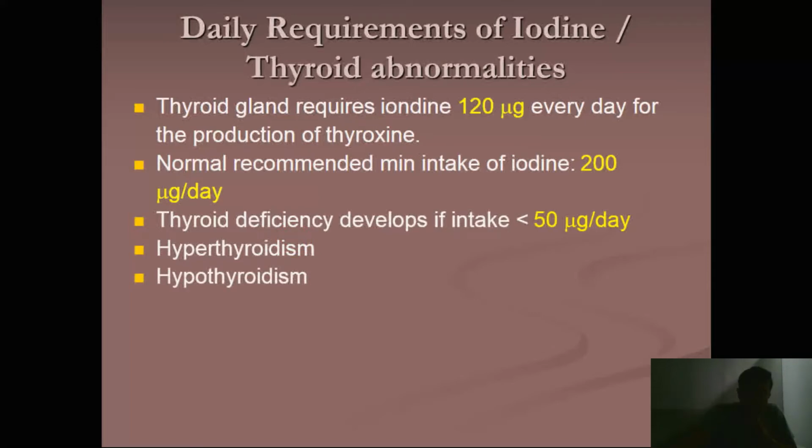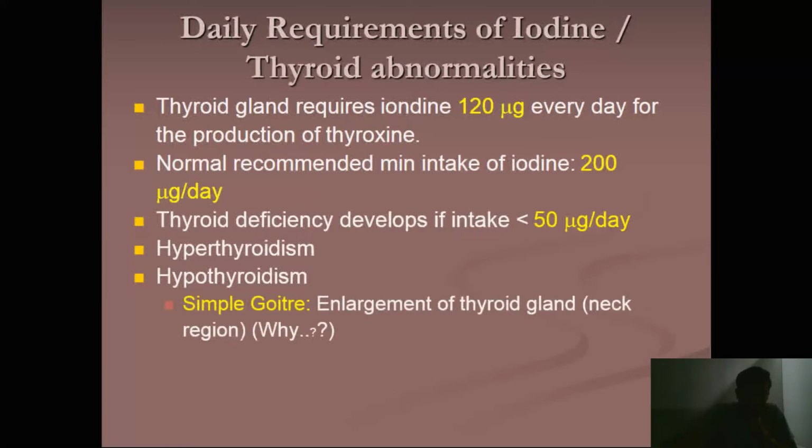Hyperthyroidism is when thyroid hormones are synthesized in more amount. Hypothyroidism, very easy: if thyroid hormones are not synthesized in a sufficient quantity. So moving towards the types of hypothyroidism, we have checked that if there is a lack of iodine in the diet, it will result in a compensatory enlargement of the thyroid gland, in the neck region. It's a characteristic symptom of simple goiter.